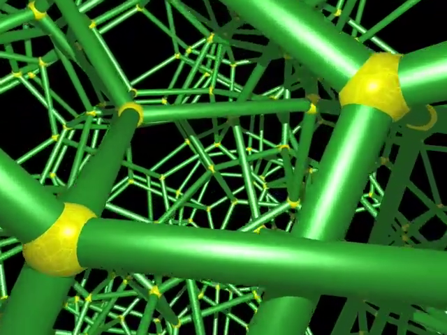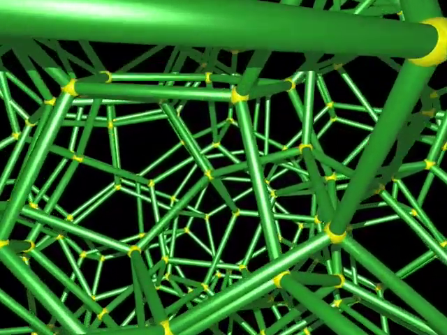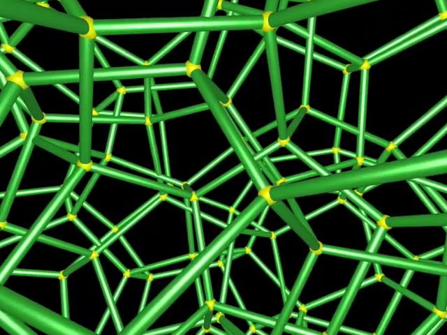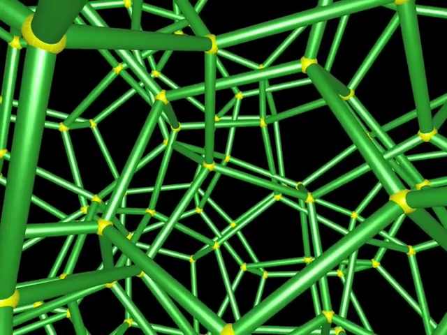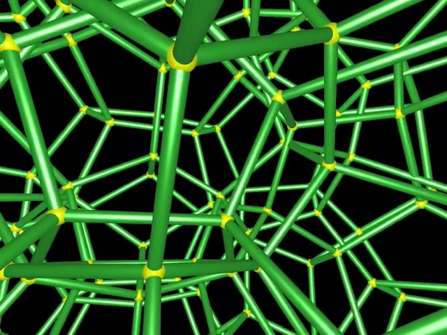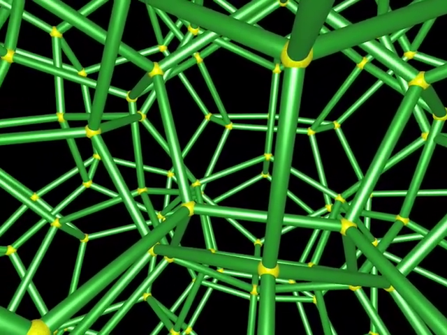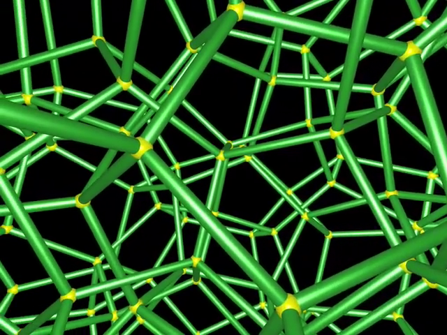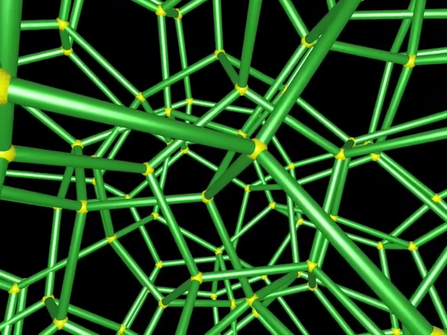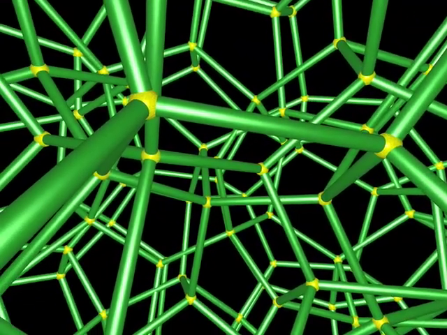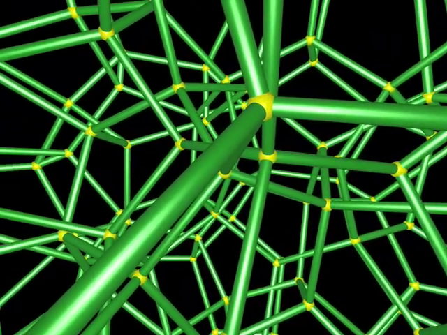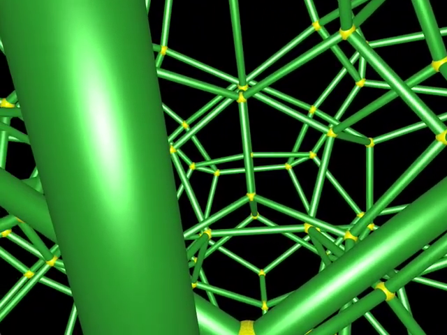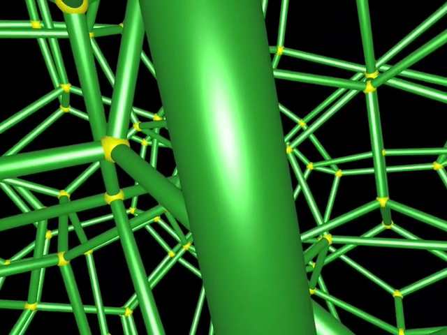Look. 600 vertices, 1,200 edges. 4 edges start at each vertex. A completely regular structure. All vertices, all edges play the same role. It's a pity that the projection breaks the symmetry.